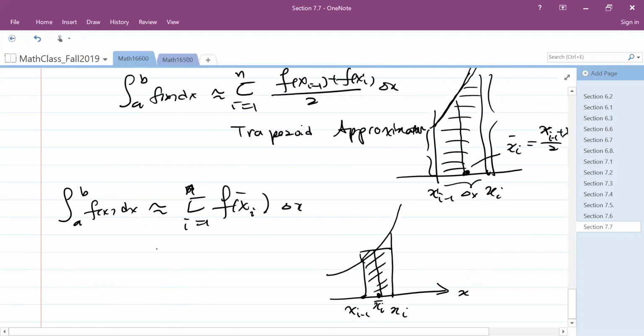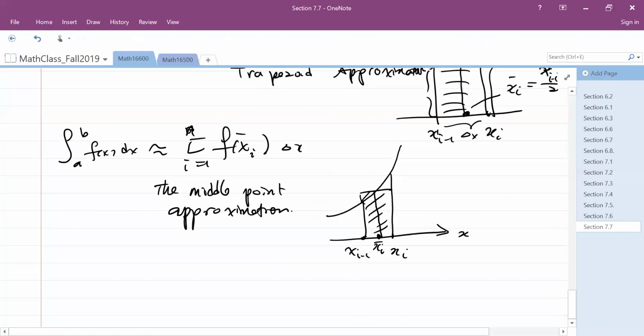We call it the middle point approximation. So my opinion is that the middle point approximation or the trapezoid approximation in general should be better than the left end approximation or the right end approximation. Okay, so let's take a look at some examples, and we are going to compare.